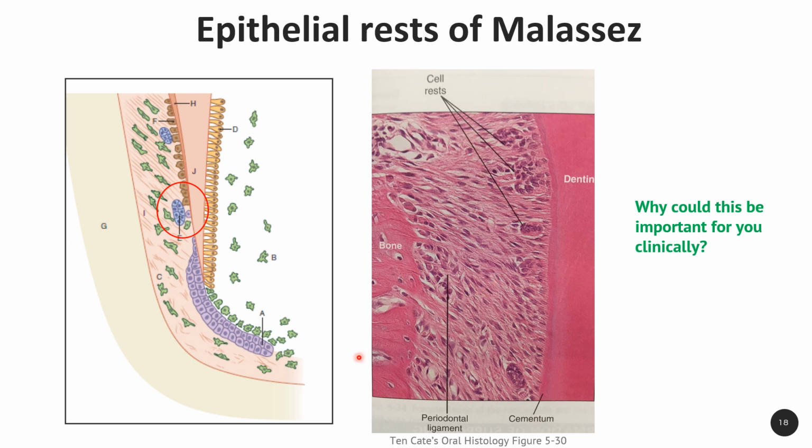Why is this important for you clinically? Because these rests can hang around in the developing tooth and form into cysts. So although it might seem like some very kind of obscure biological thing that you'll see under the microscope, these cells might actually be something that you run into in your clinical practice as future dentists, because they can grow and develop into cysts and have an active role in periodontal ligament repair and also regeneration. So bear them in mind in your future life as dentists.